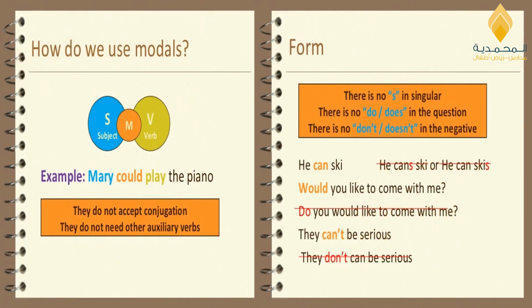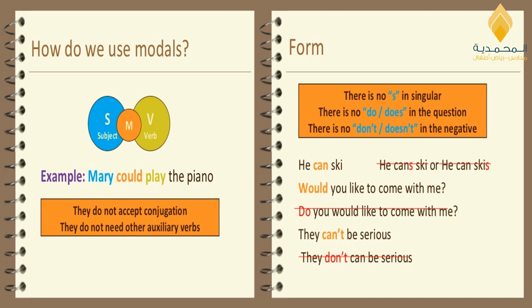How do we use modals? We form them using the subject, then we write the modal, then we write the verb. Example: Mary could play the piano. The modal verb here is could and it is followed by the verb play. They do not accept conjunction, they do not need other auxiliary verbs, and there is no s in singular, there is no do or does in the questions, and there is no don't or doesn't in the negative.